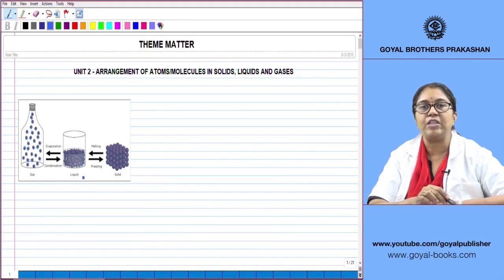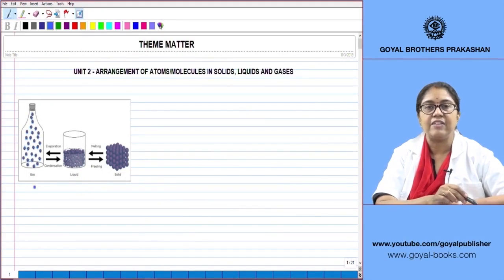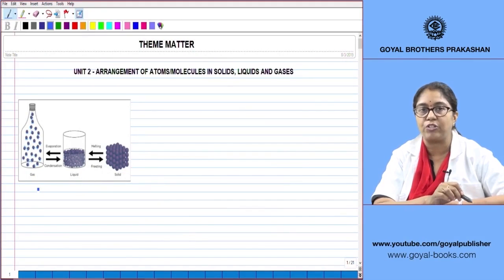Now, we know that matter exists in three states: solids, liquids and gases, and these are different in many aspects. One characteristic which is different for the three of them is the arrangement of molecules. In a solid, the particles or molecules are arranged close to each other, in a liquid there is some space between the molecules, and in a gas there is quite a lot of space between the molecules, right?